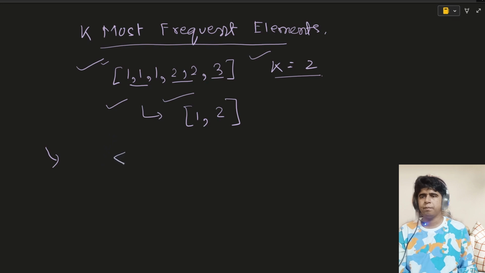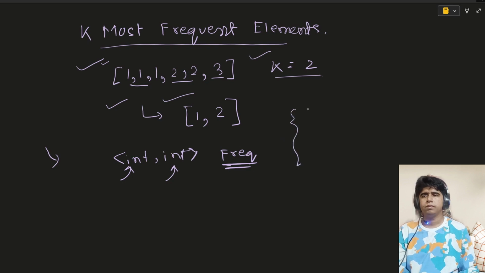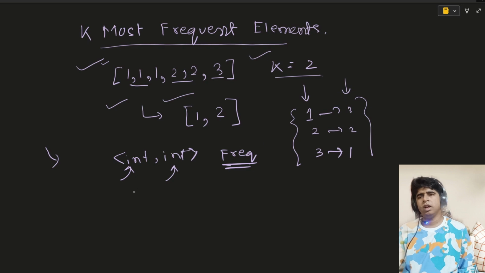So you're using a hash map, int comma int. Let's call this freq, and the keys will be int and the values will be int, and it will be counting the frequency of elements. So what will the hash map be? 1 will be appearing 3 times, 2 will be appearing 2 times, and 3 will be appearing 1 time. These are the keys, these are the values. And then what can you do? You have to just output the k most frequent elements.